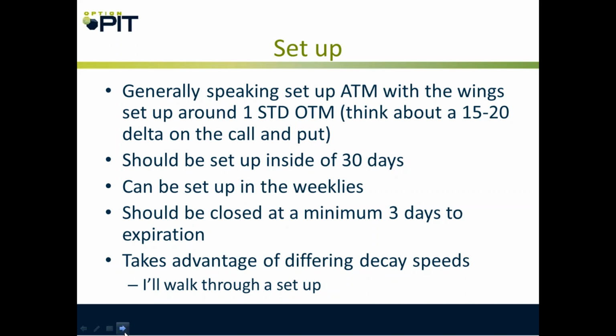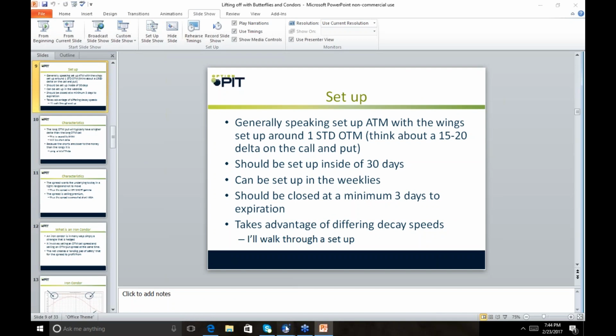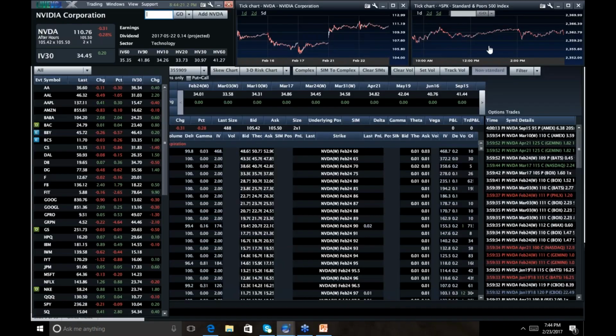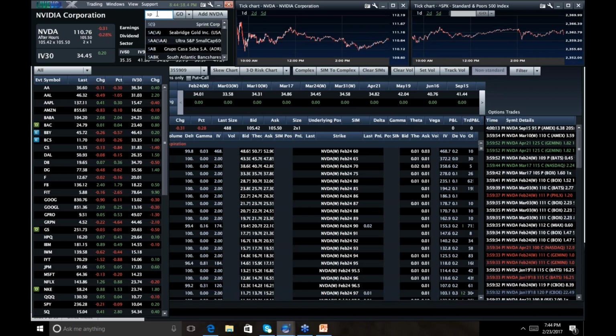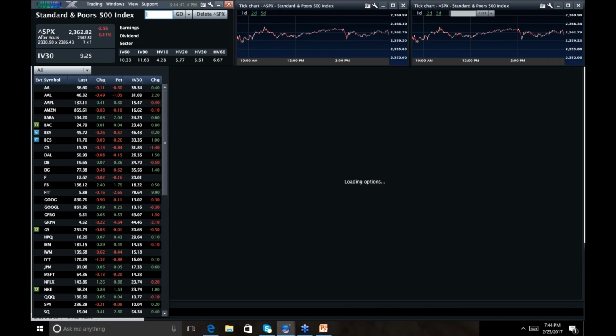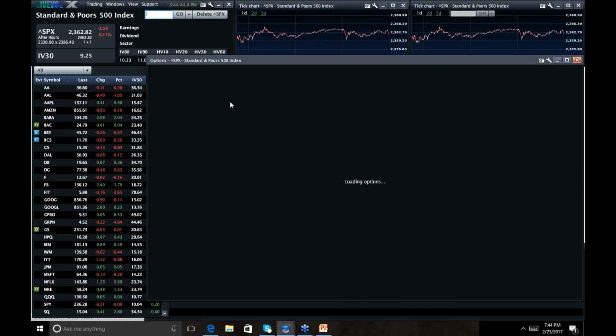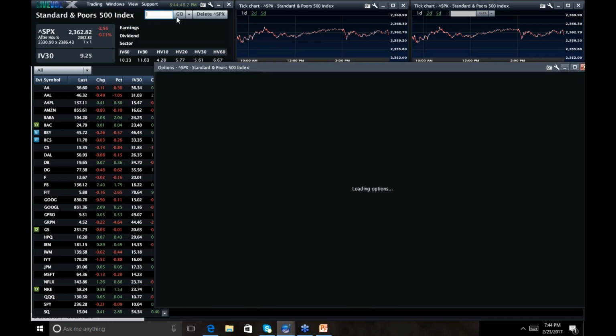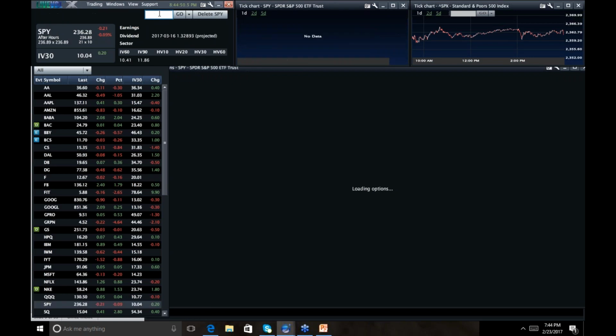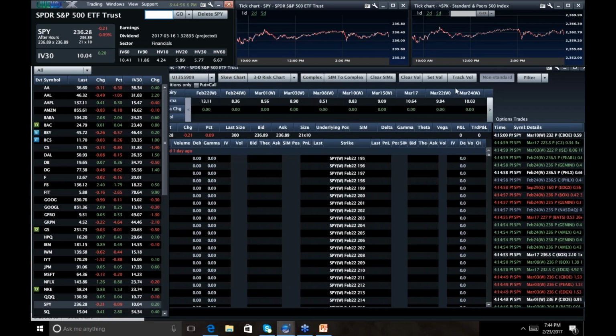So I'll walk through a setup now. Here is live vol. Did that thing come all the way back today? Wow. Let's just look at SPX. Maybe we'll do SPY. This is going to be slow. There we have it.